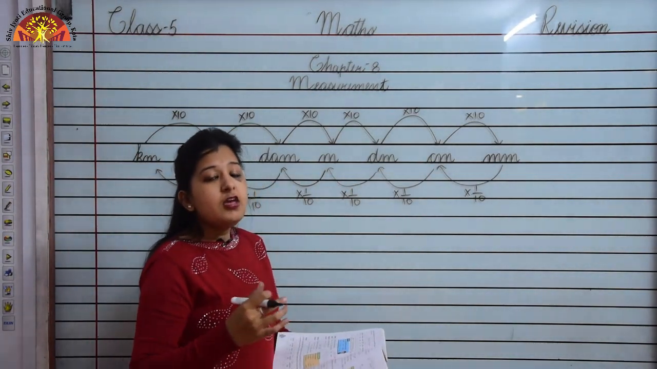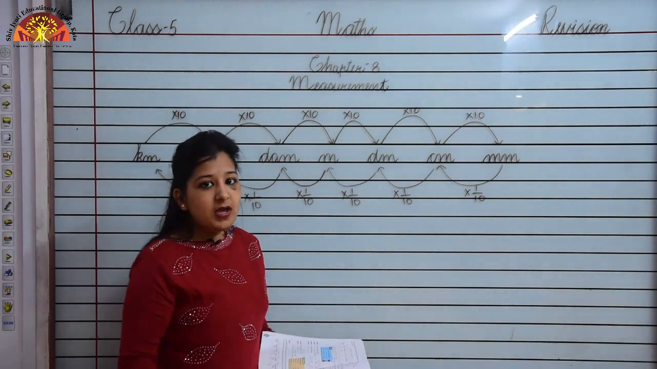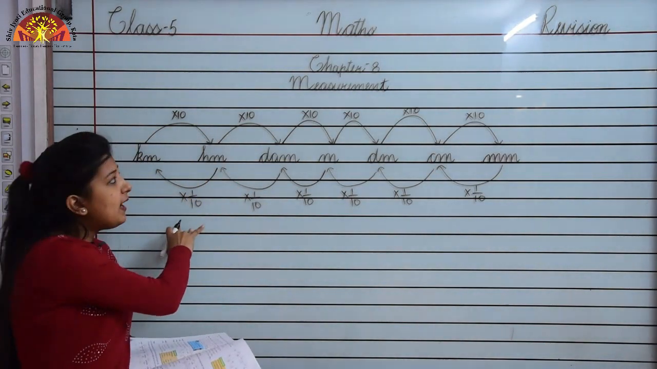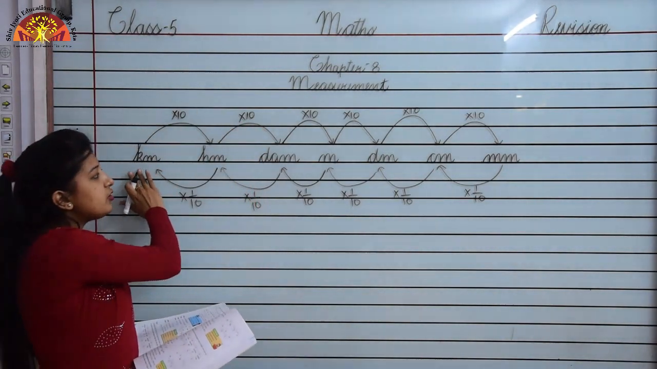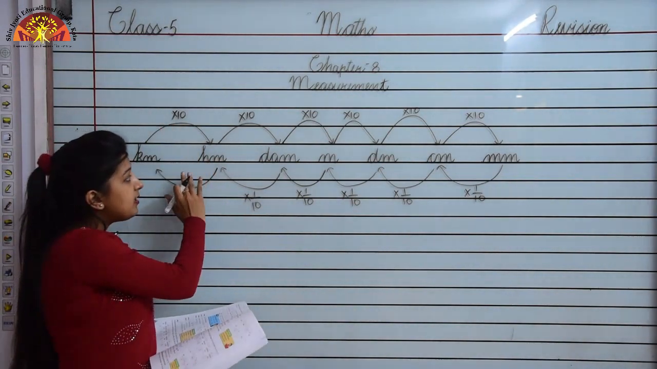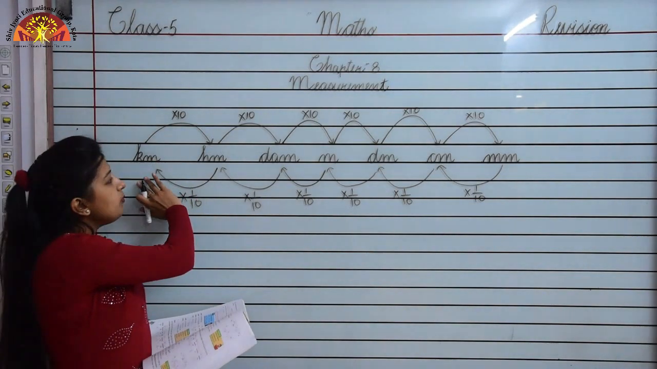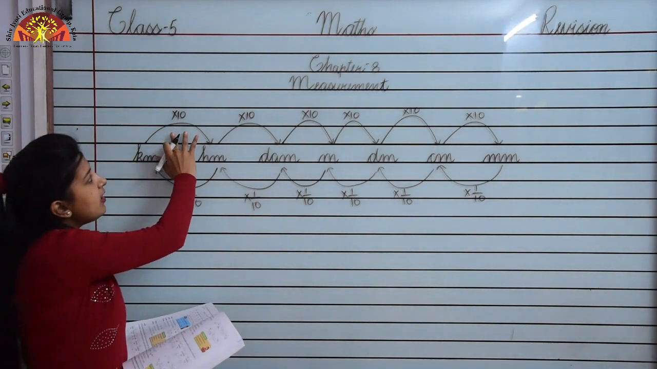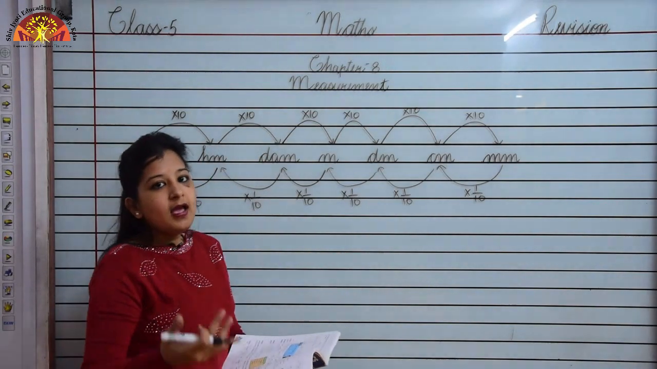And students, if we want to convert the bigger unit to smaller unit, then what we have to do? We have to multiply the given value by 10. Fine. If we want to convert kilometer to hectometer, then we will multiply the given value by 10. But if we want to convert kilometer to decameter, then how many tens are here? There are 2 tens. So we will multiply the given value by 100.